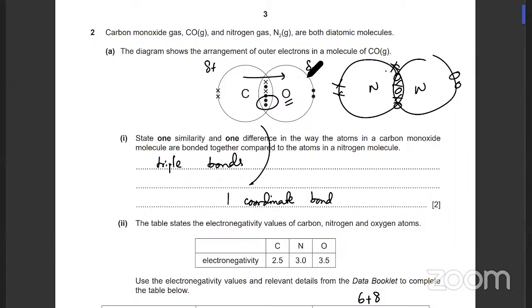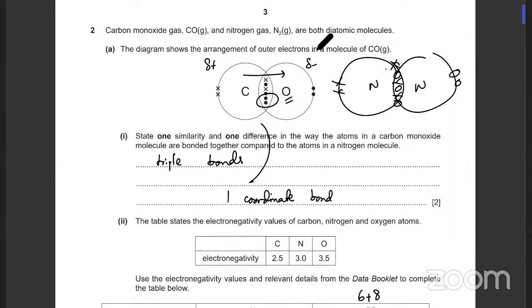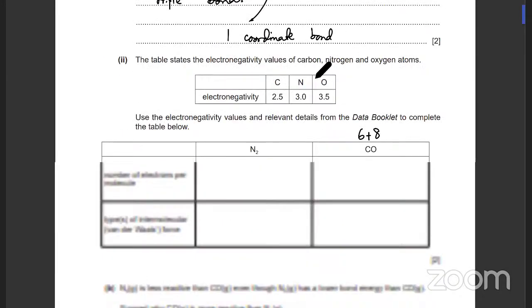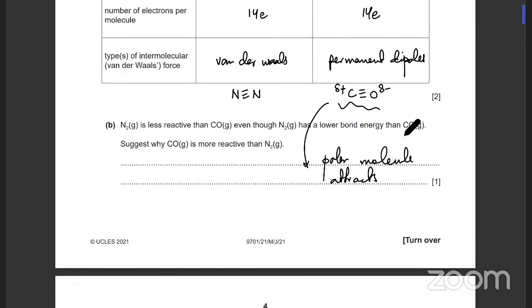The reason is it attracts other molecules. The negative side is going to attract the positive side of some other molecules. So polar molecules attract other molecules, while N2 has a very weak intermolecular force and doesn't really attract other molecules. It's just got van der Waals forces.